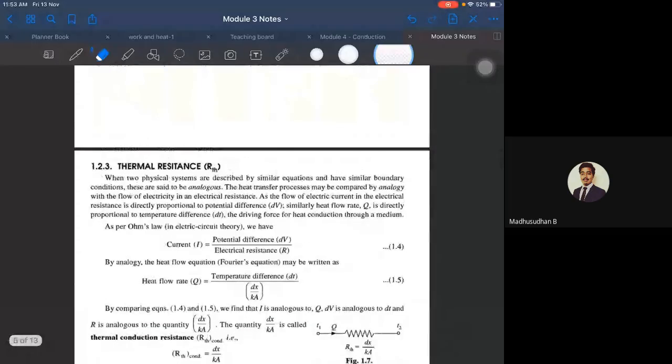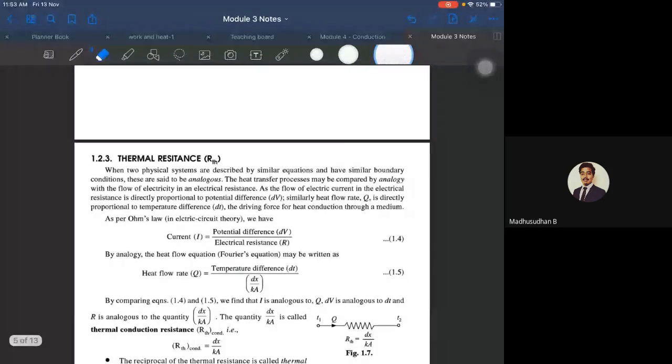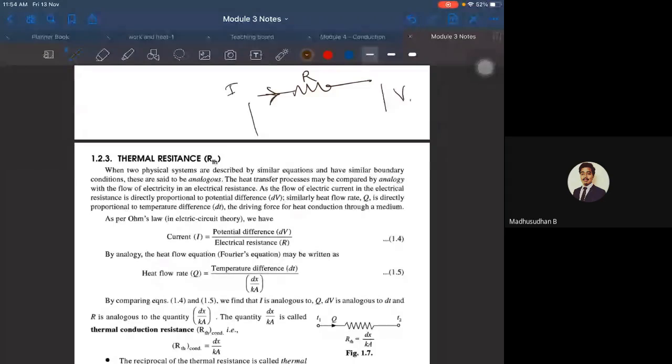You have this analogy, right? There is a resistor, with current, and there is a potential difference. Now, if I want to push this current through a resistor, the resistor offers some resistance for the flow of current. And how are these three parameters related?